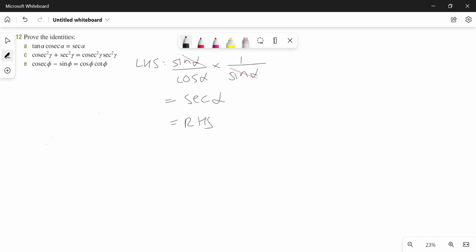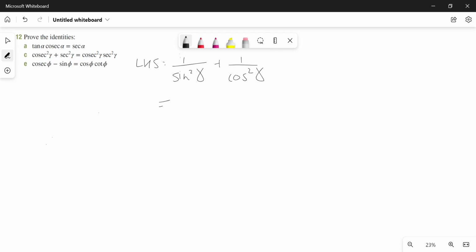All right, if I look at C, the left hand side being cosec squared plus sec squared, and so I'm adding two things to get a product on the other side. So again, I'm going to break this up. So cosec squared is 1 on sine squared, this is gamma. Sec squared is 1 on cos squared, again gamma. All right, a common denominator there.